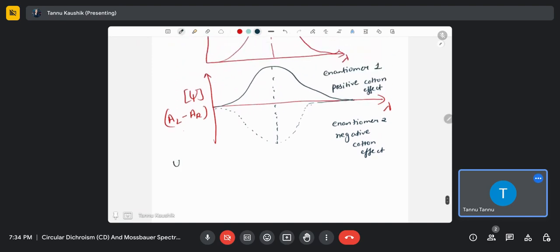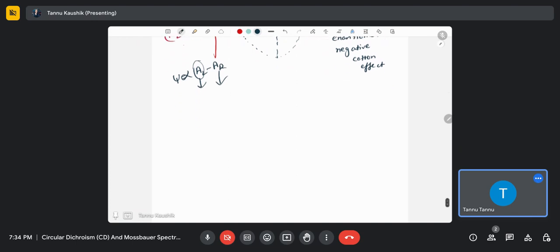Since psi is proportional to Al minus Ar, if the left hand light is absorbed more by the chiral molecule, then we will get this positive Cotton effect, and the enantiomer which absorbs the right hand circularly polarized light more gives a negative psi value, and that is what we call the negative Cotton effect.